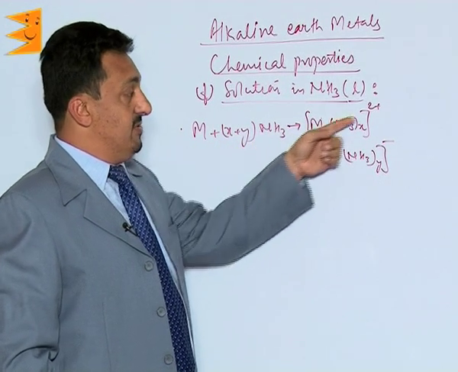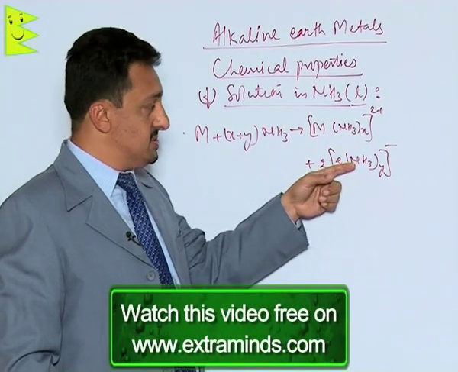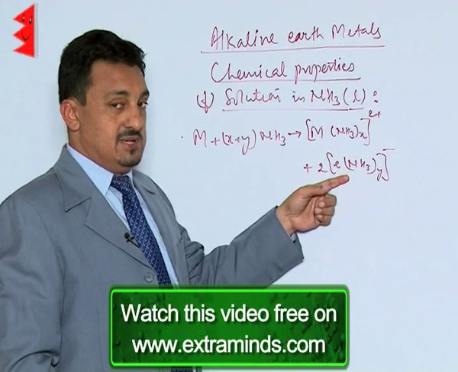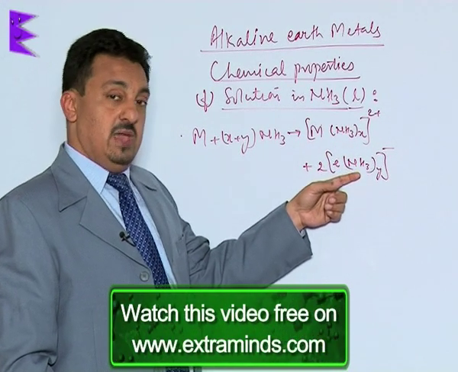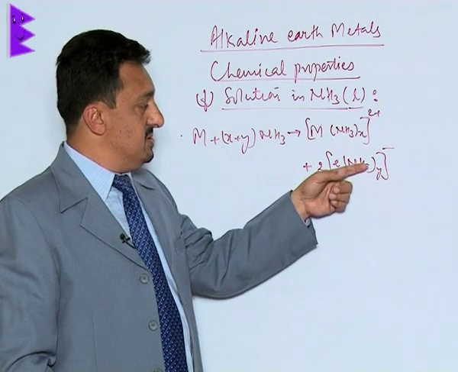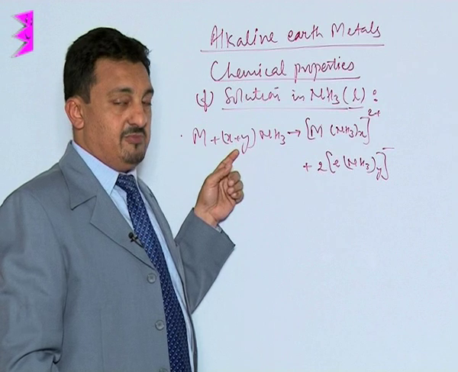This metal loses 2 electrons and gets ammoniated by X number of ammonia molecules, and the electrons emitted by this metal, which is now a metal ion, get also ammoniated by Y number of ammonia molecules. So the total number of ammonia molecules involved is X plus Y.